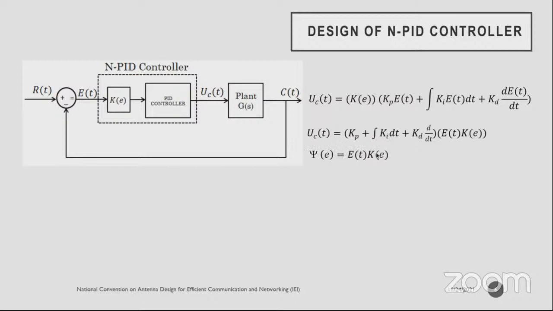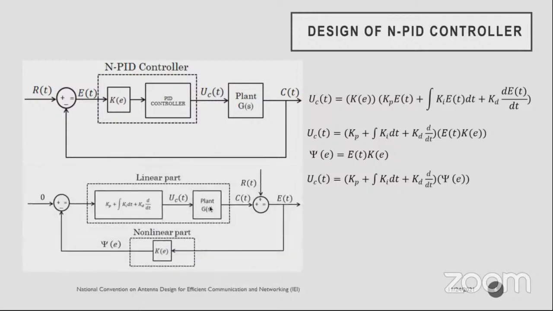And we can have this K of E, the nonlinear gain, be any form of nonlinear function. Then we can have the nonlinear function of error, psi of E, equal to E of t into K of E. For the controller part, instead of E of t, we take K of E, so we can substitute psi of E. With this, we can make this block diagram.